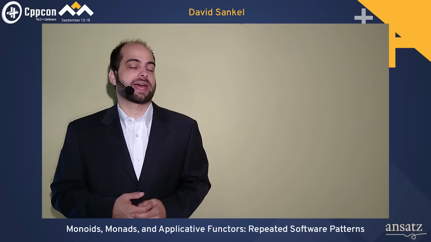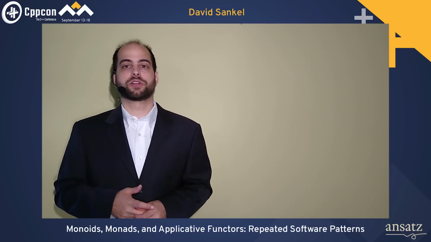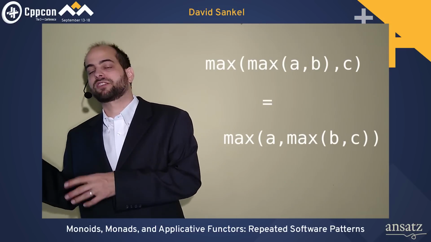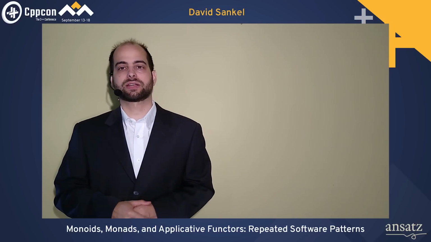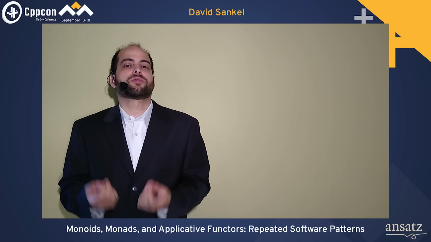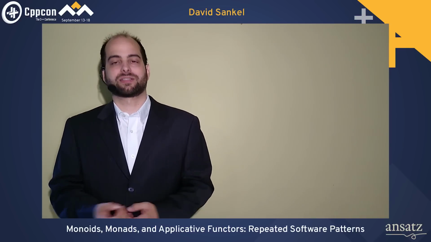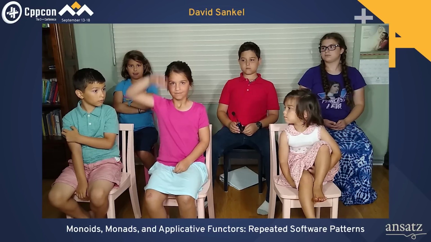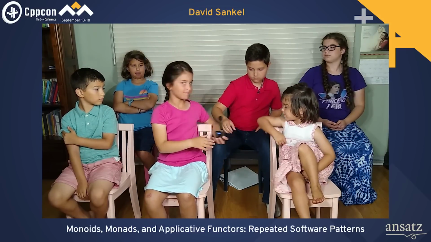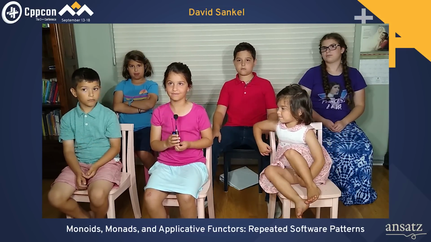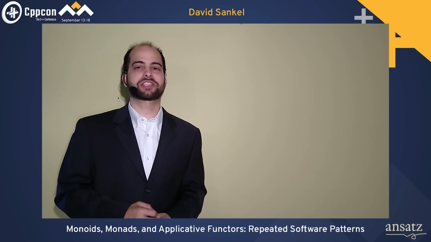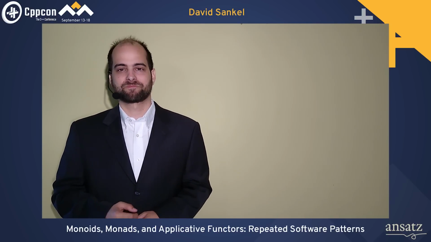Well, if you take a look at that property, max of max(A, B), C is the same thing as max of A, comma, max of B, C. Okay, that totally makes sense. What would be the special value for max with an unsigned? Max of anything and this number gives you the other thing. 0. Yes, Carmen, exactly. 0 is the special value in that case.